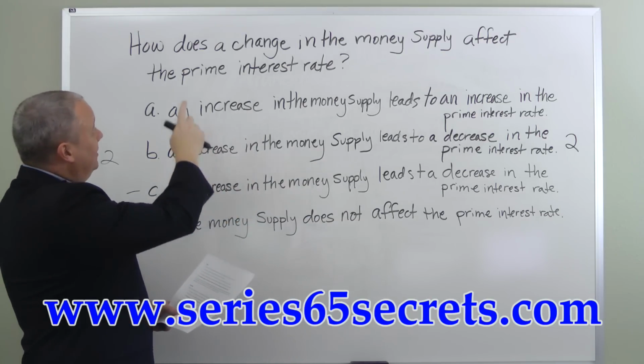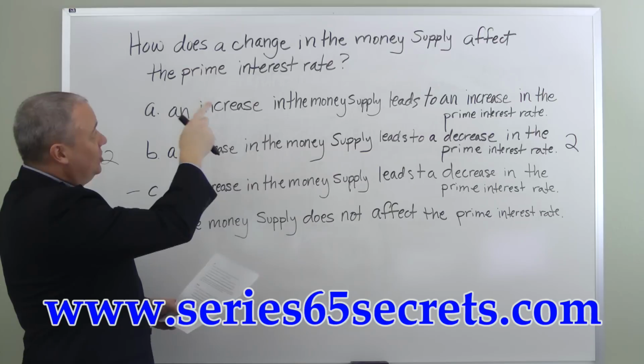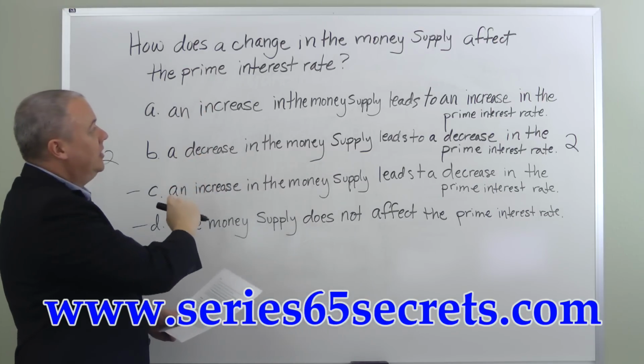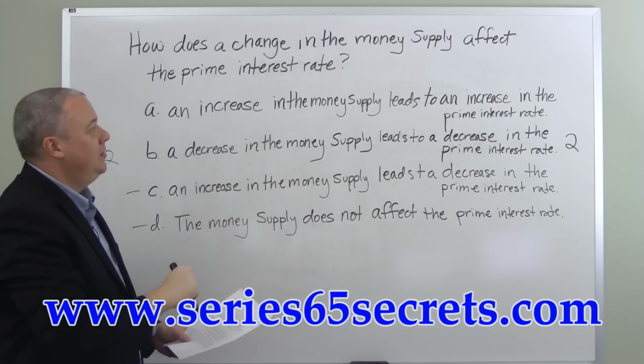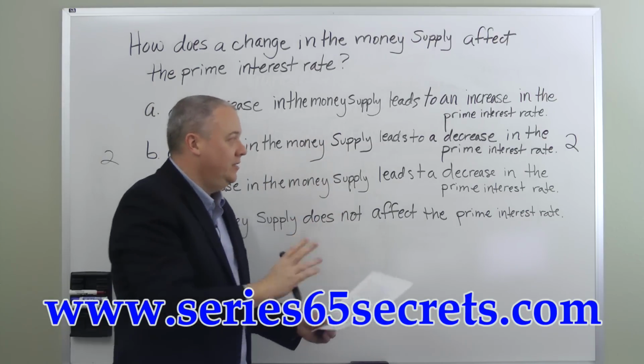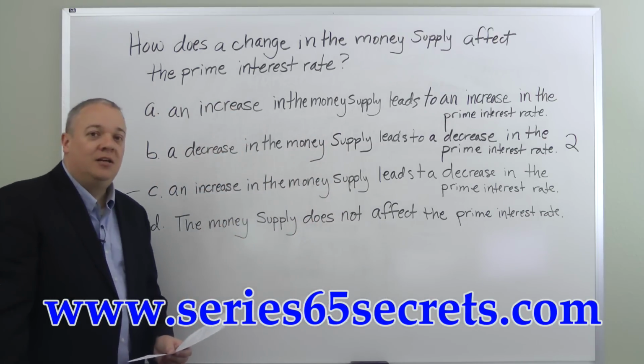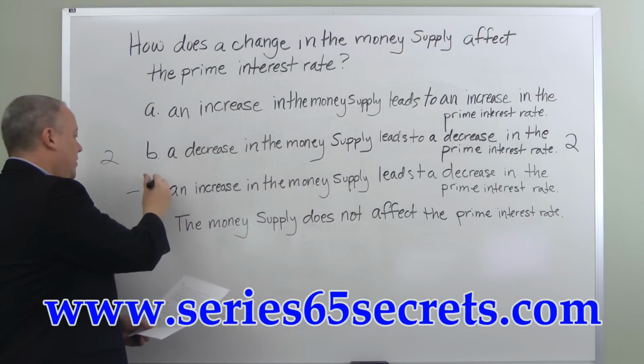The first section dealt with the first part of the question, what's the change in the monetary supply, an increase or a decrease? And then the second half of the answer has to do with the effect it had on the prime interest rate, either to increase it or decrease it. Combine those 2 things together and you will most likely come up with the correct answer.